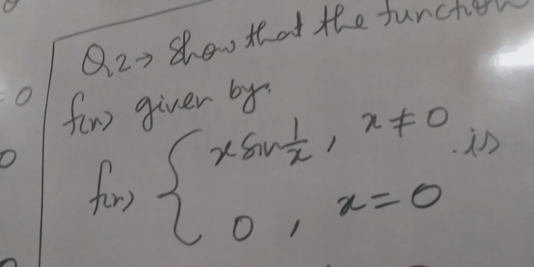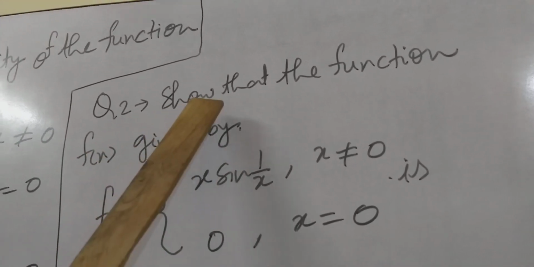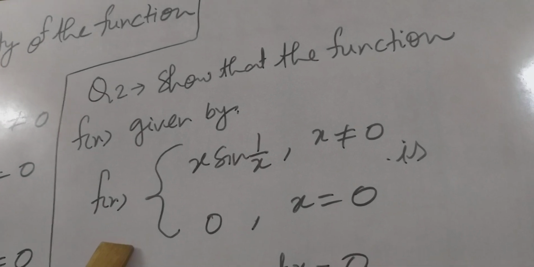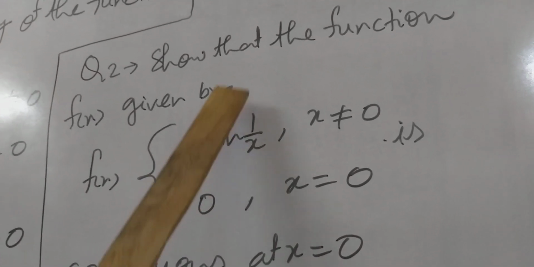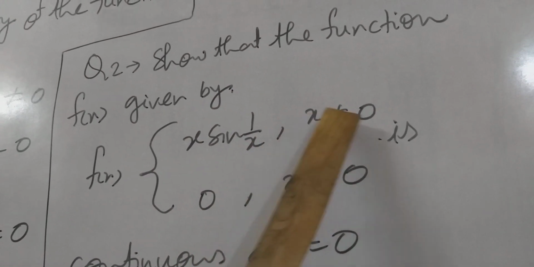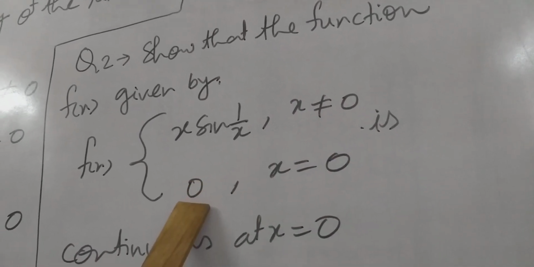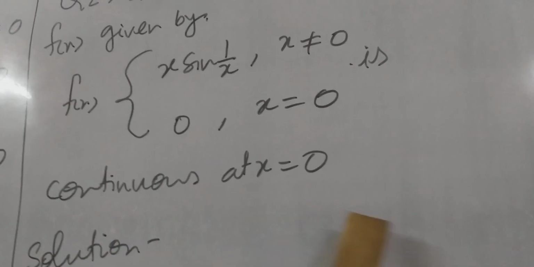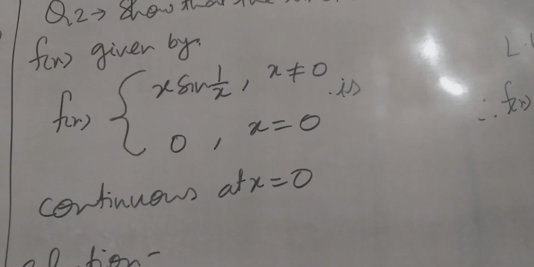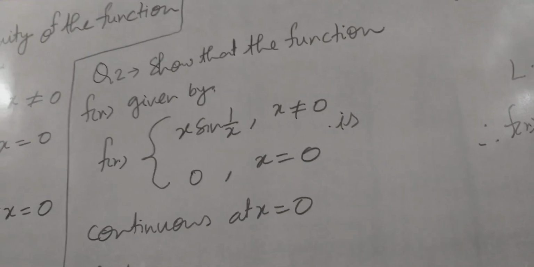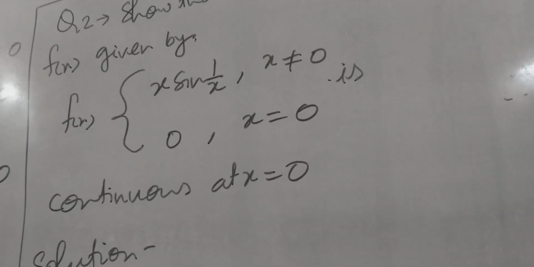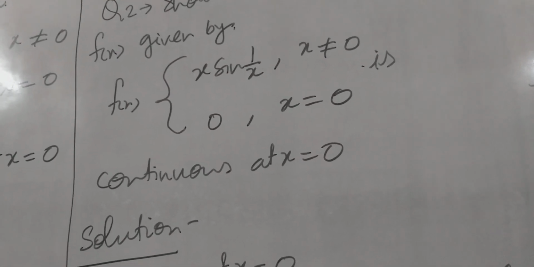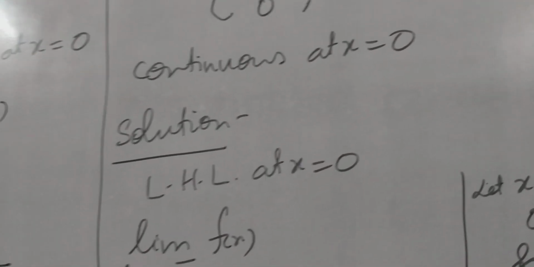Now students, question number 2. Show that the function given by f(x) equals x sine 1 upon x when x is not equal to 0, and 0 when x equal to 0, is continuous at x equal to 0. Students, we have to prove, we have to show. It means LHL will be equal to RHL equal to f(0). So let us check one time.